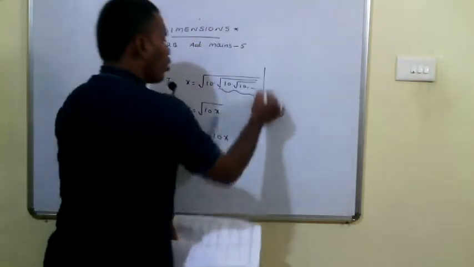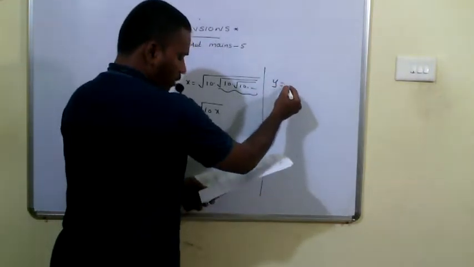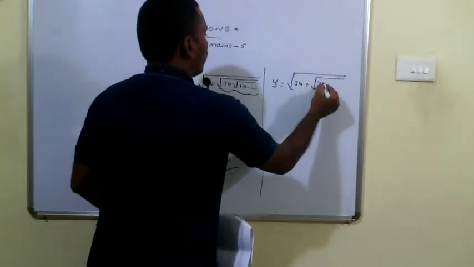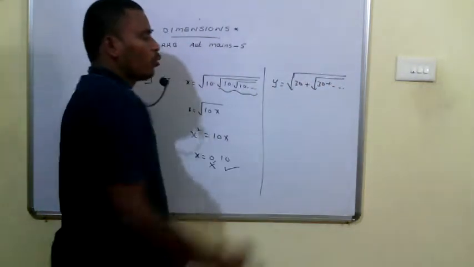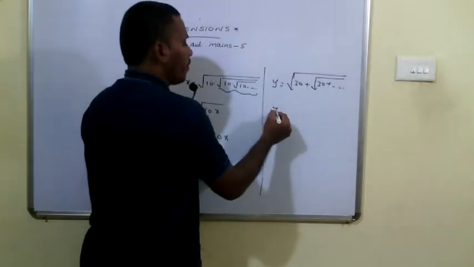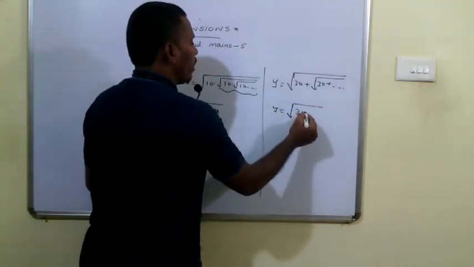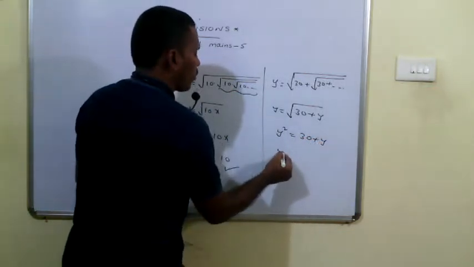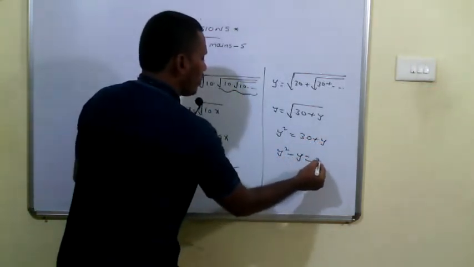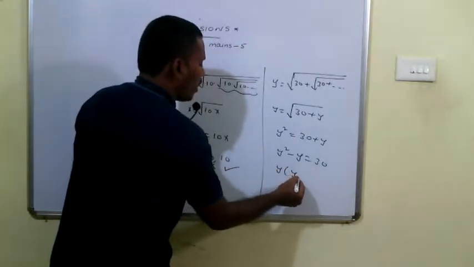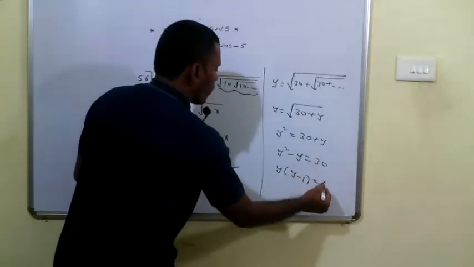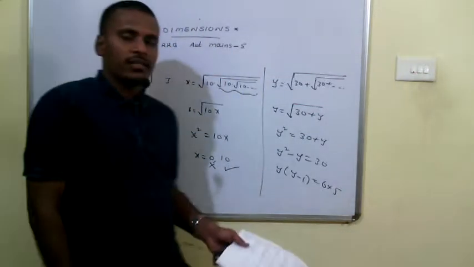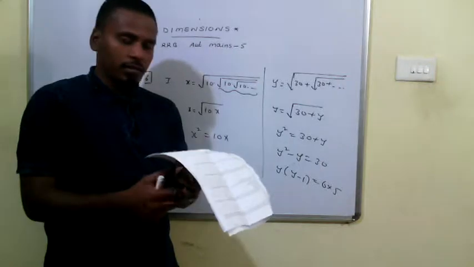Whereas coming to the second case, y is equal to square root of 30 plus square root of 30 plus, and so on. If you remove one root 30, the remaining term also appears like y. So y is equal to square root of 30 plus y. So square on both sides. y square is equal to 30 plus y. y square minus y is equal to 30. Express it like y into y minus 1, and this as 6 into 5. So clearly the value of y is 6. x is 10, y is 6. So x greater than y is the comparison.